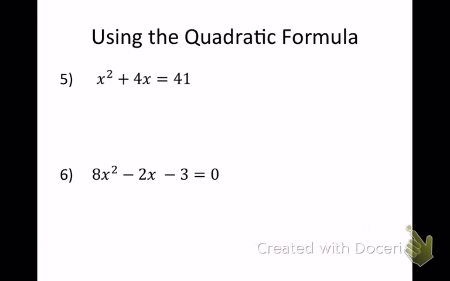Let's go to the next two. Okay. Number 5. When we set these up, we always want to set equal to what? 0. So what am I going to move here? Subtract the 41. So I get x squared plus 4x minus 41 equals 0. What are A, B, and C here? Chaz, identify A, B, and C for me.